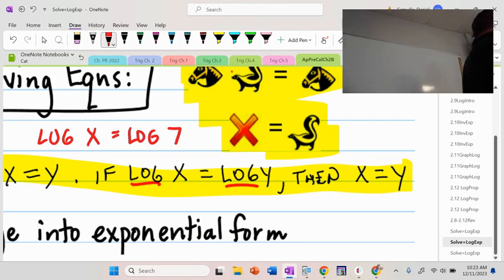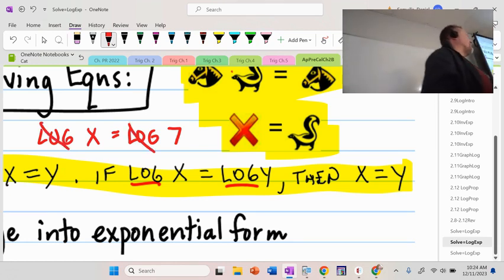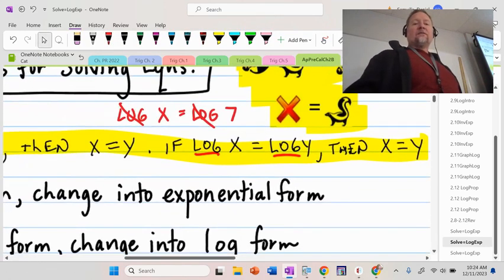Then log 7. Well, X and 7 are in the same position, so X must equal 7. So really, it's the same thing with logs. If I have log equals log, I could just drop them and say, all right, well, X has to equal 7. That would make it balanced and true. Log 7 equals log 7. True. Okay? So it's the same thing with logs.